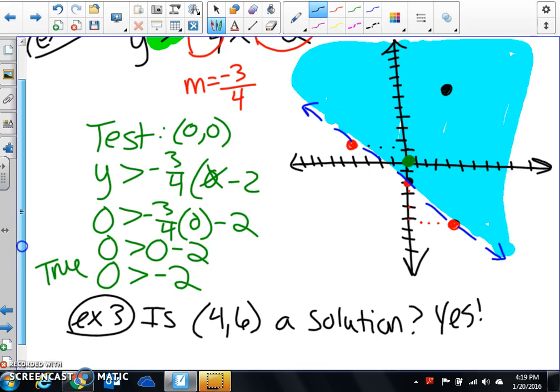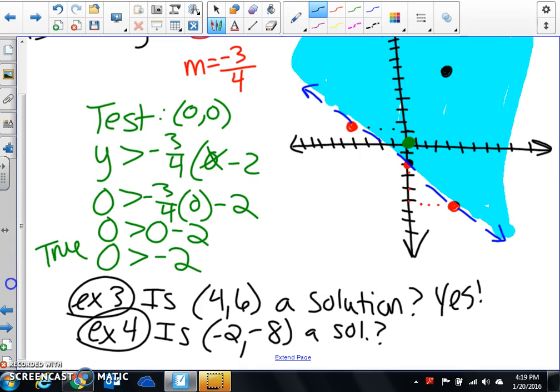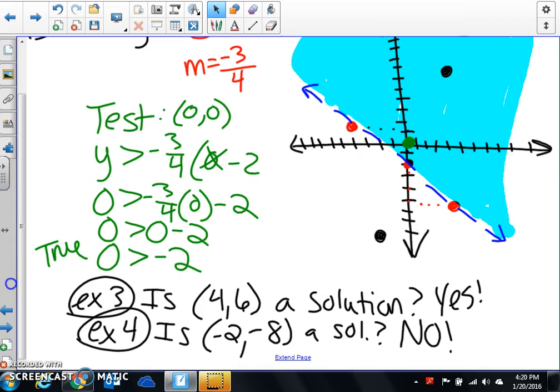They could ask you, is negative 2, negative 8 a solution? So you'd go to negative 2, down to negative 8. That is not in the shaded area. So no. Where it gets a little sneaky is if it's a solid line, it counts. If it's a dotted line, it doesn't.